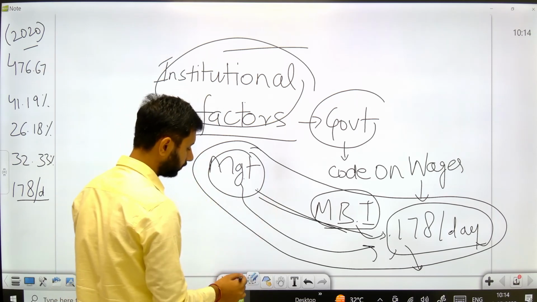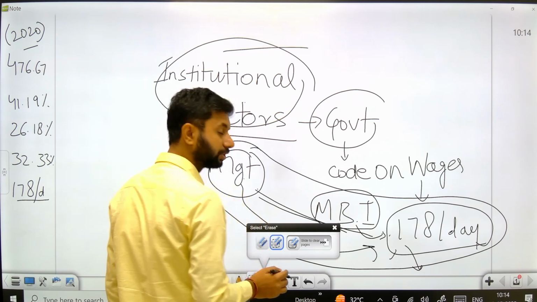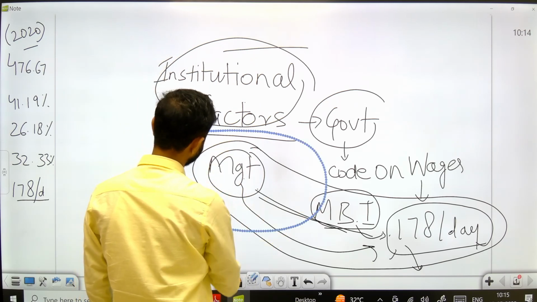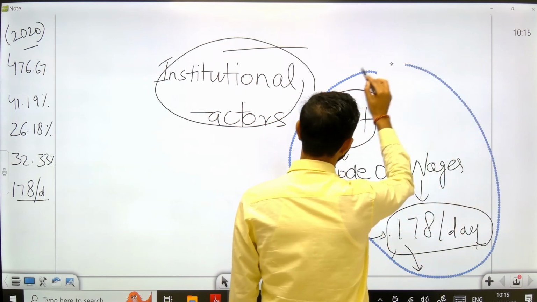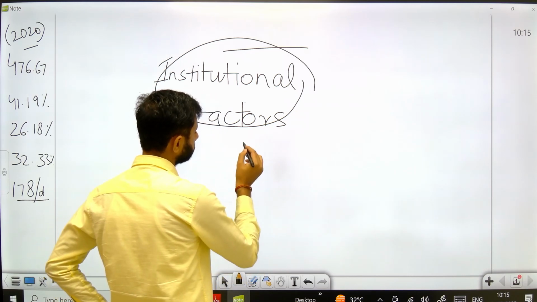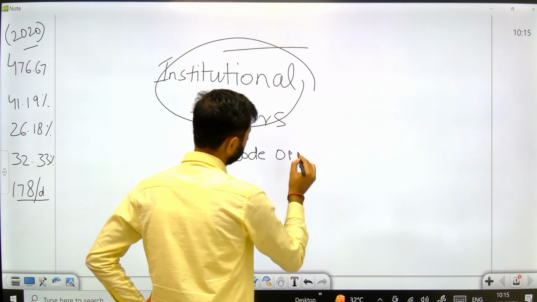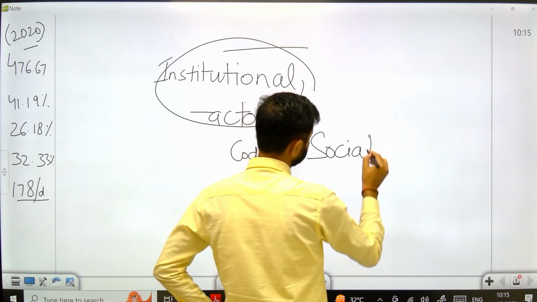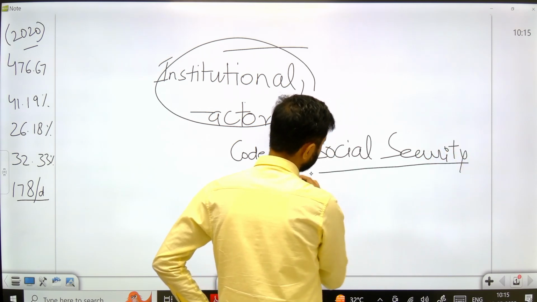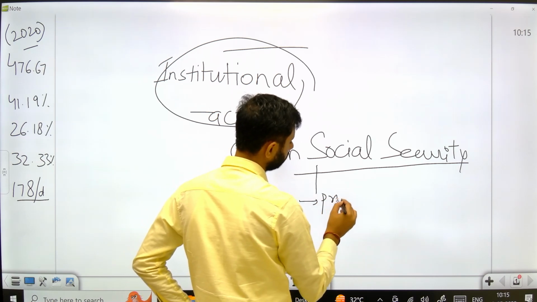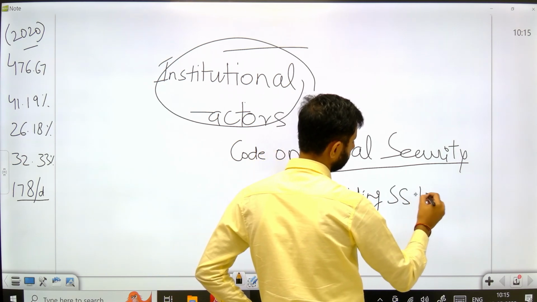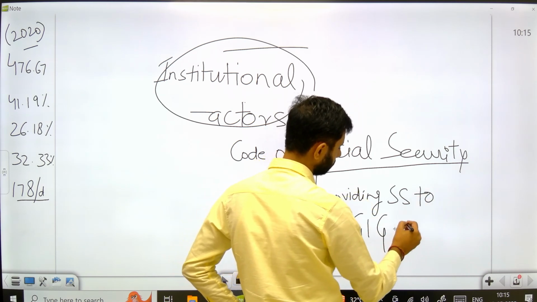Another example of institutional factors we can discuss, which is a latest one. Let's understand this. Recently, the government has passed the code on social security. And within that social security, it talked about providing social security to gig economy workers.